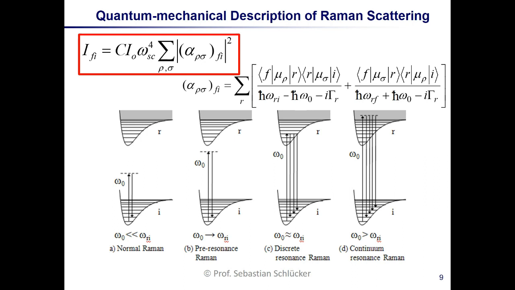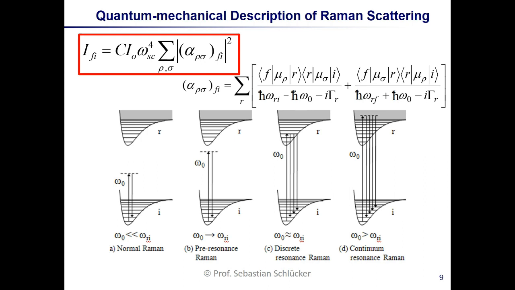And these two terms in this sum just differ, or essentially differ, by their denominator. So there's h bar omega RI minus h bar omega 0. And for the right term, it's h bar omega RF plus h bar omega 0. So there's a difference and the sum.